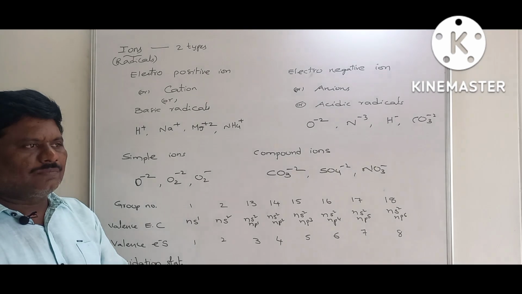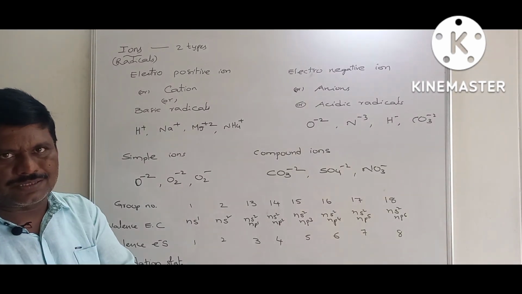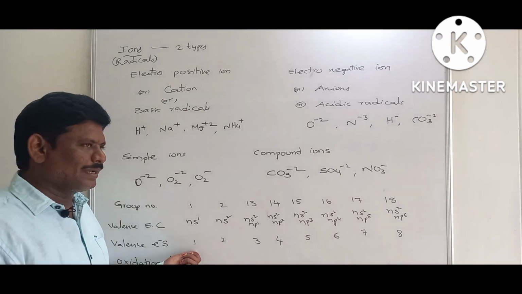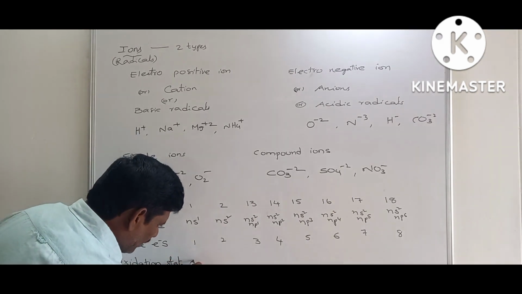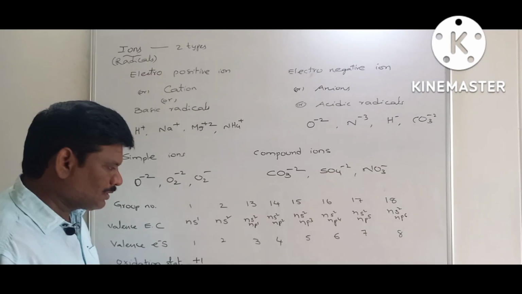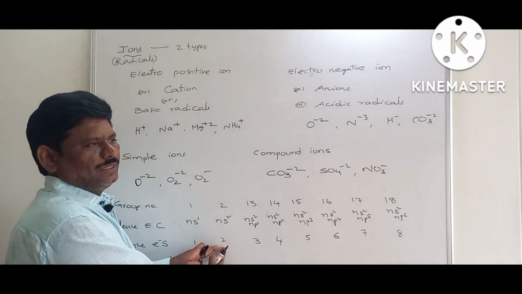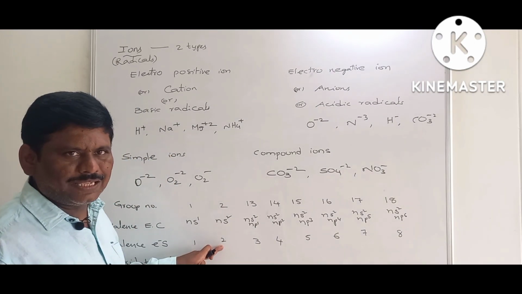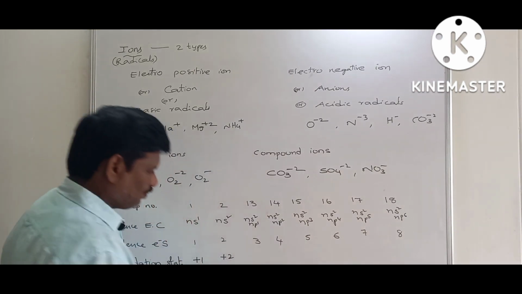If an atom loses electrons, it gets a positive charge. If an atom gains electrons, it gets a negative charge. Here 1 electron is lost easily, so it gets plus 1. So the first group elements' charge is plus 1. Second group elements have only 2 valence electrons; losing them easily, they get plus 2.